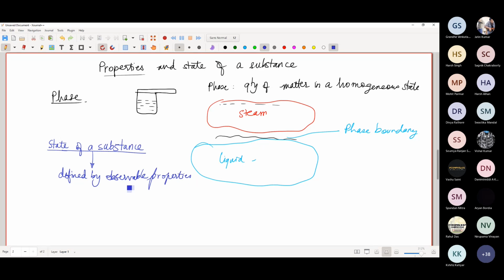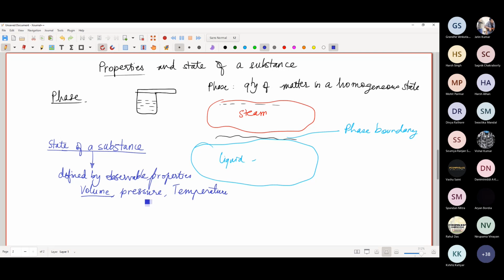And can you give me some examples of observable properties? Volume. Volume is one, yes, that is not incorrect. Pressure, you can observe that as well. Temperature. Well, you said volume, but a more appropriate thing would have been density, because they are related through the mass. So you stand correct.